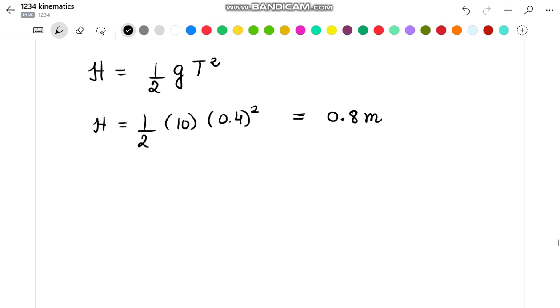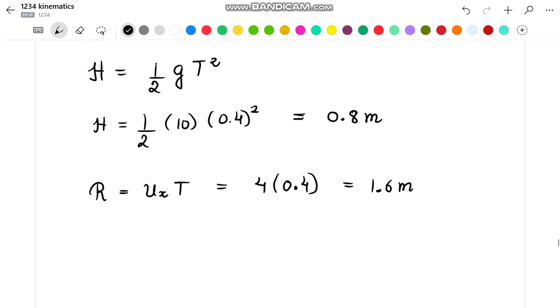Let us now find the range of this projectile. This range can simply be found by multiplying the value of x component of velocity into time, since the x component of its velocity will remain constant. So I can directly multiply ux into t. Ux given in the problem is 4 and time is 0.4, which will yield a range of 1.6 meters.